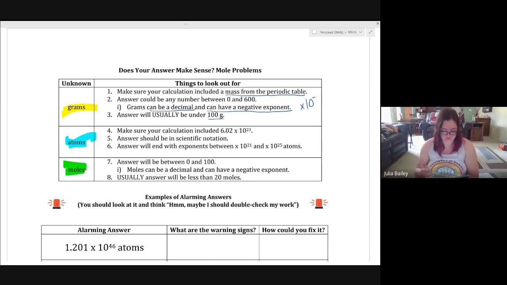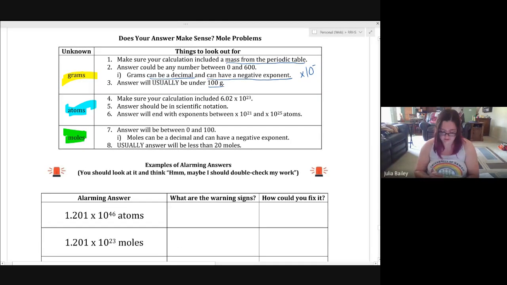For atoms, make sure that your calculation included Avogadro's number, 6.02 times 10 to the 23rd. If you left that out, then you're definitely doing something wrong when your unknown is atoms. The answer should be in scientific notation if you're solving for atoms, and the answer will end with an exponent probably between 10 to the 21st and 10 to the 25th. If you've got an exponent way outside of that range, then again, you've probably done something wrong.